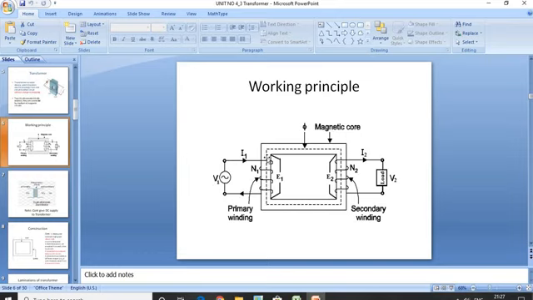Alternating current I1 is flowing through the primary winding, and due to this alternating current, alternating flux is produced. Due to this flux, EMF gets induced in the primary. That EMF is E1, which is self-induced EMF. Now this alternating flux takes the common magnetic path and links with the secondary coil, due to which EMF gets induced in the secondary coil, that is E2. So this is the working principle of transformer.